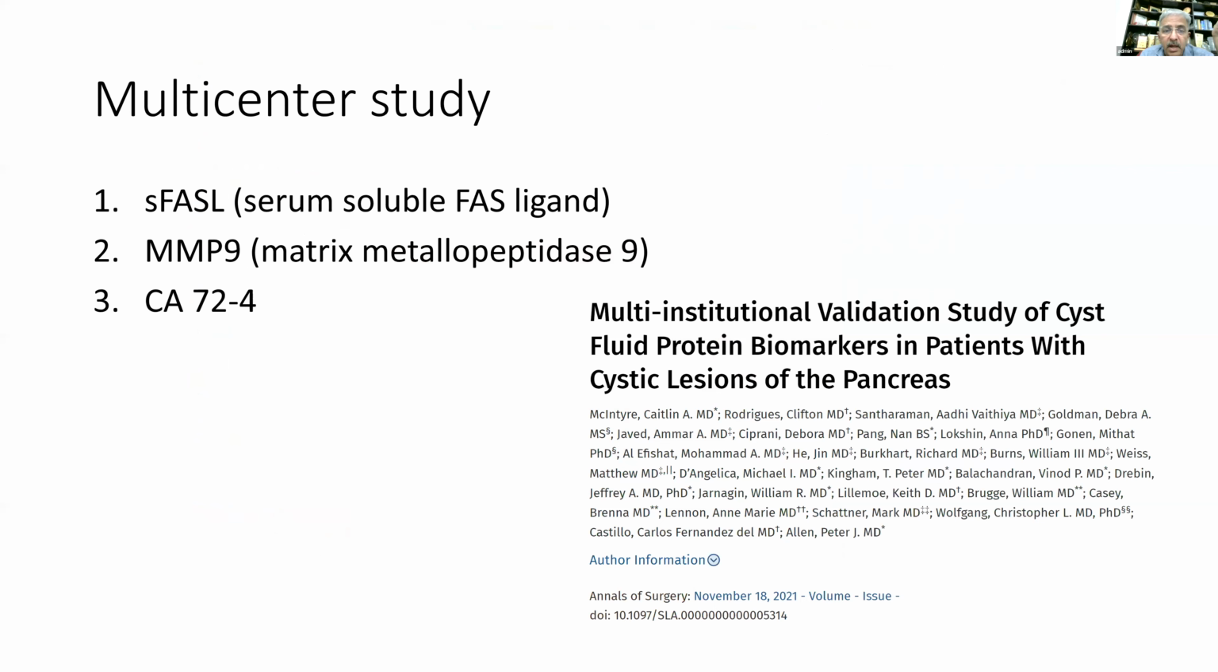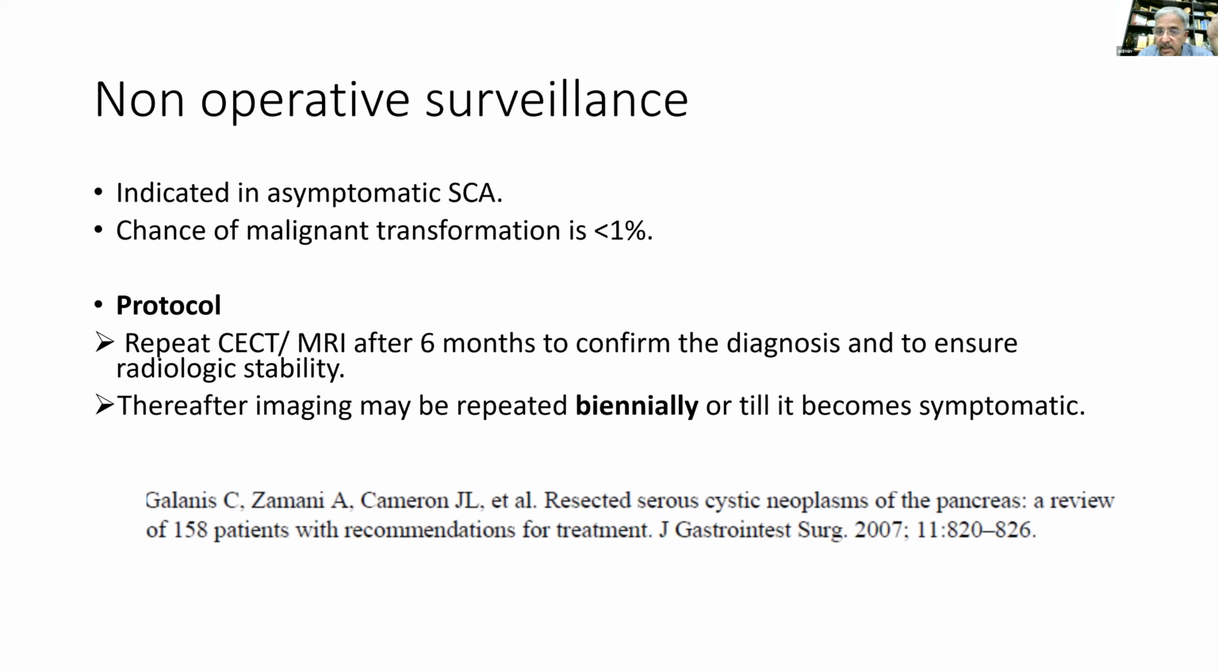But some new trends: this is a multi-institutional validation study done and published only a few months ago in the Annals of Surgery, which showed that if you did a combination of CA 72-4, matrix metallopeptidase 9, and soluble Fas ligand, and those things are available now, if you just have to set up the laboratories, you can have a very high chance of picking up the bad ones. By and large, serous adenomas must be followed up in a non-operative manner. And if surgery is done, it should be a parenchyma-conserving pancreatectomy.